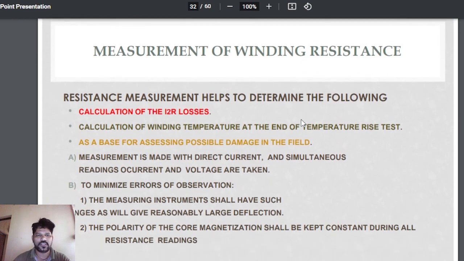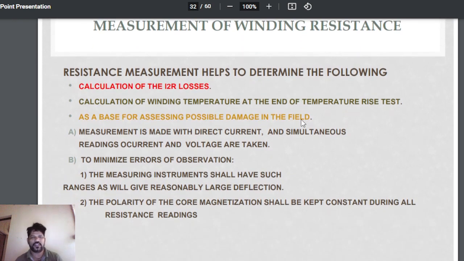Measurement of winding resistance. This is the basic routine test. Type tests are done only once at the manufacturing unit, but type tests are very important for every candidate working on power transformers or on commissioning of power transformers. So we'll do the measurement of winding resistance. Resistance measurement helps to determine the following: calculation of the I square R losses, calculation of winding temperature at the end of the temperature rise test, and as a base for assessing possible damage in the field.